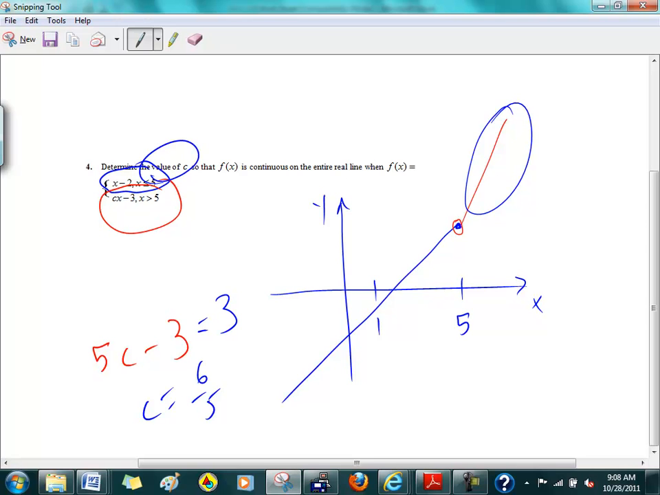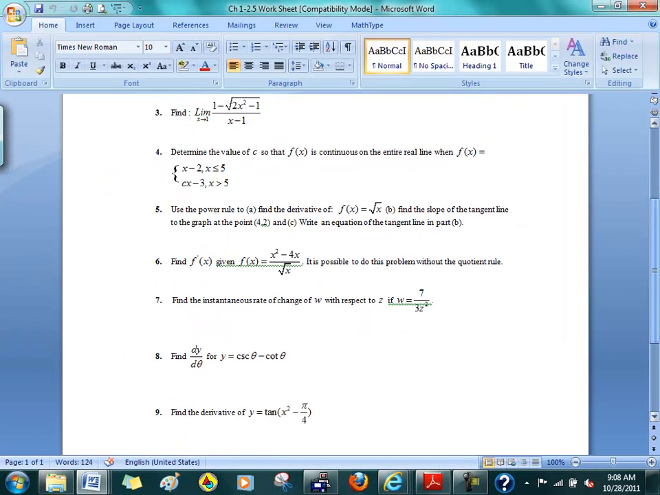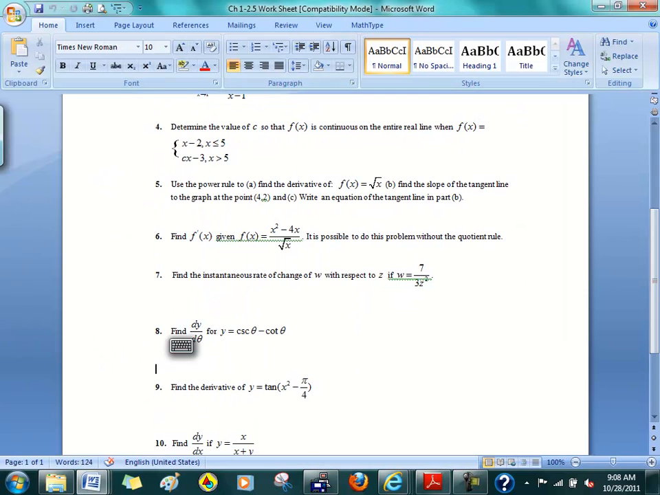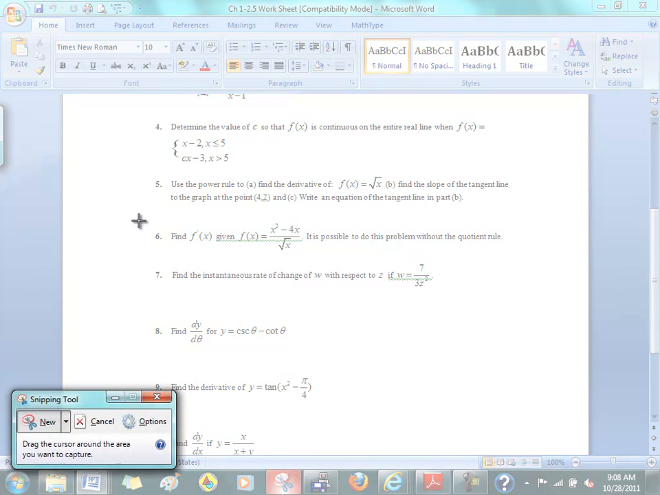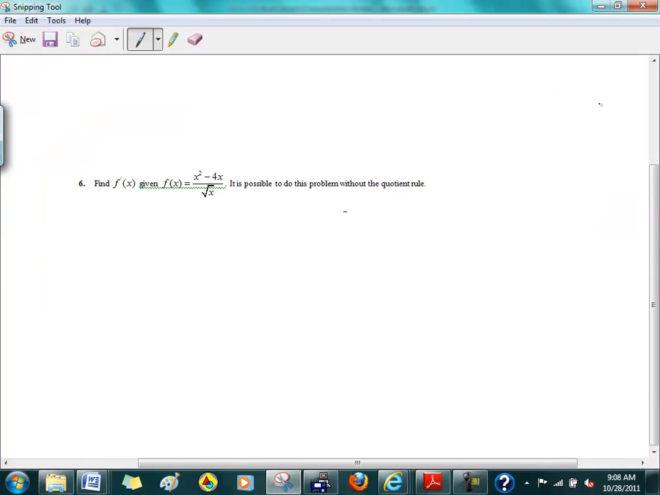Okay, number 4, and then next, number 6. Number 6 can be done in a very smooth way, a really nice, cool way. It tells you it is possible to do this problem without the quotient rule. So I'll do this without any explanation, and you guys see if you understand it.